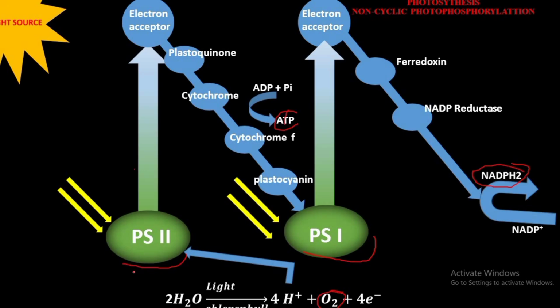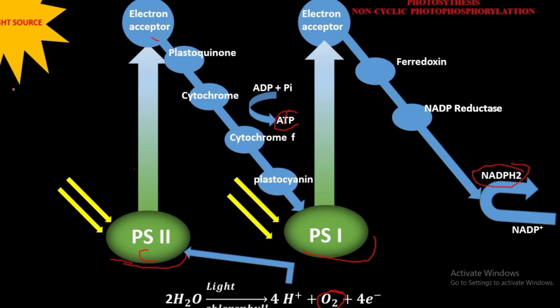The process of photophosphorylation, or the light-dependent stage of photosynthesis, starts with photosystem 2, and then photosystem 1 works second. Each photosystem contains chlorophyll molecules, which help in absorption of light, and an electron acceptor which receives excited electrons.